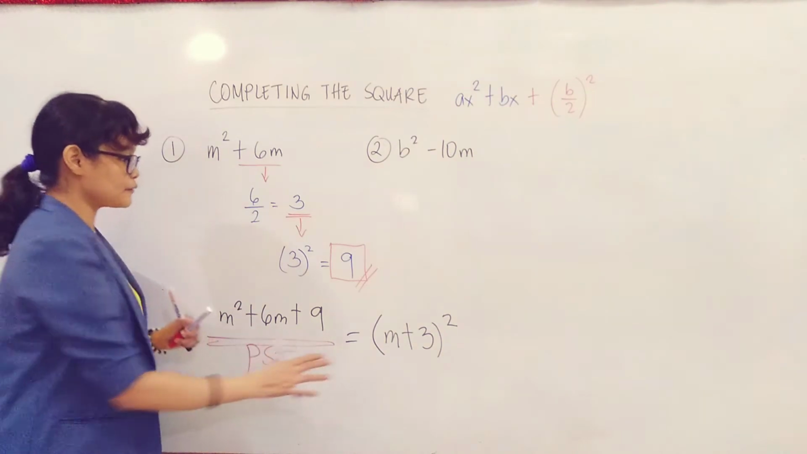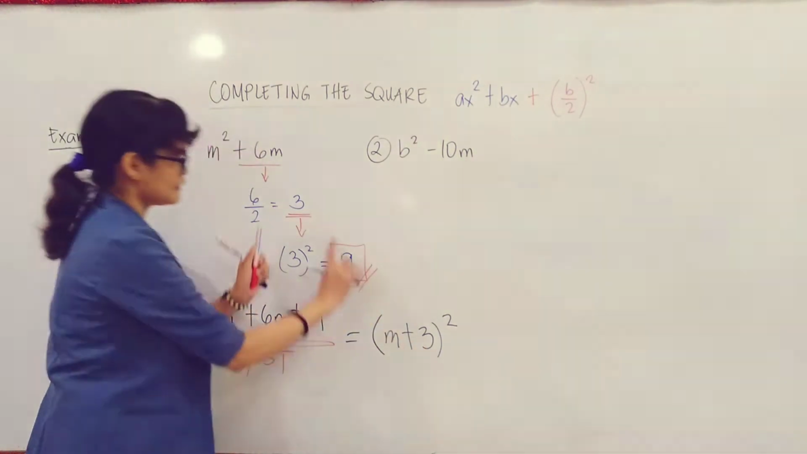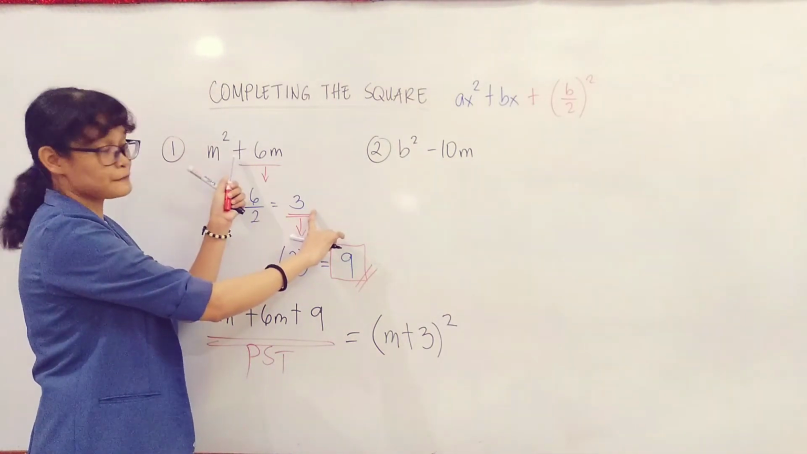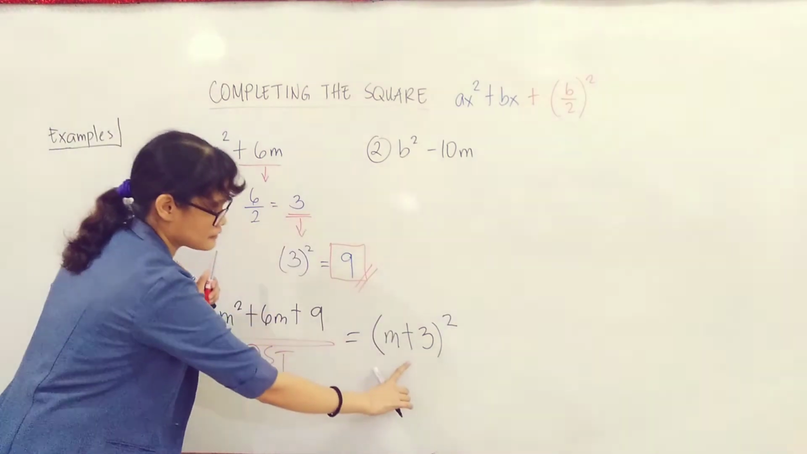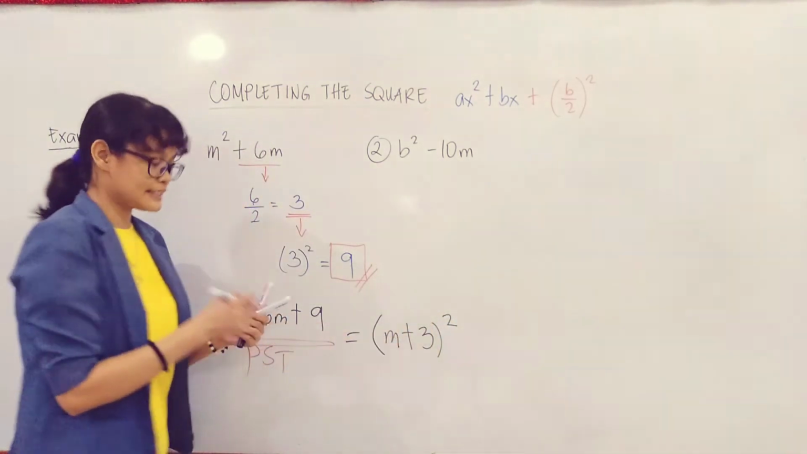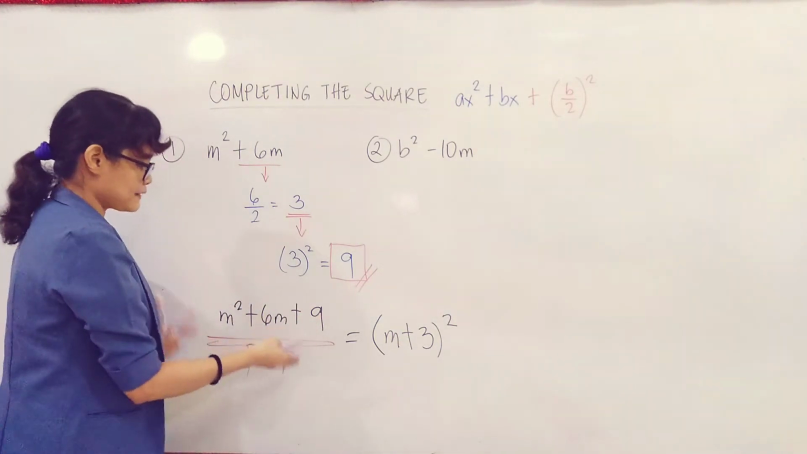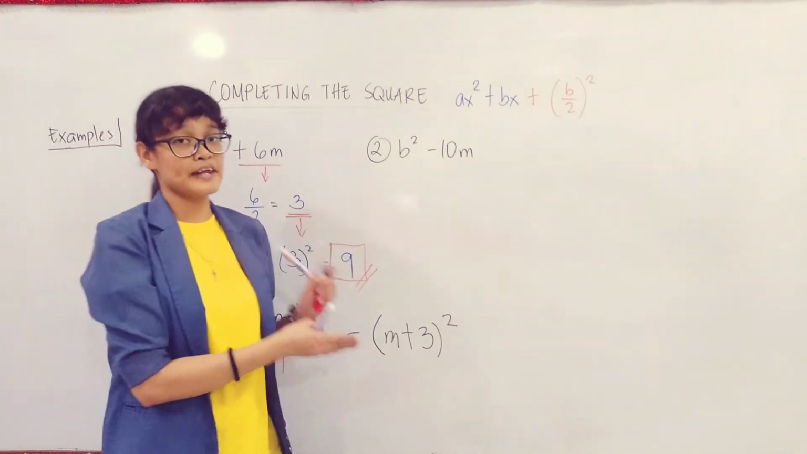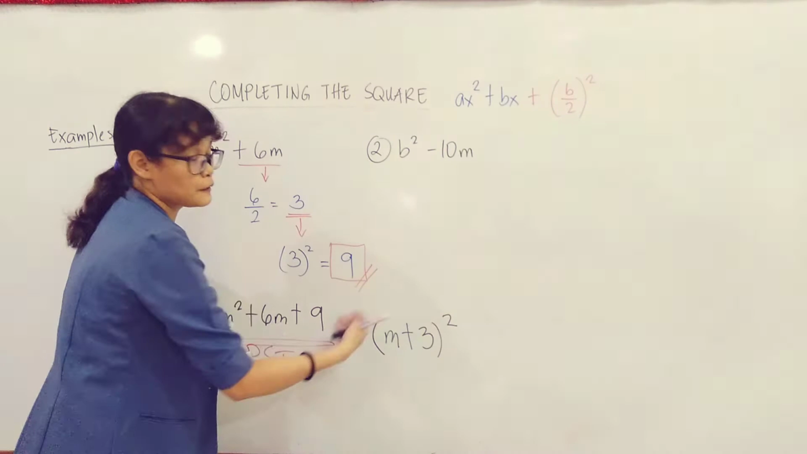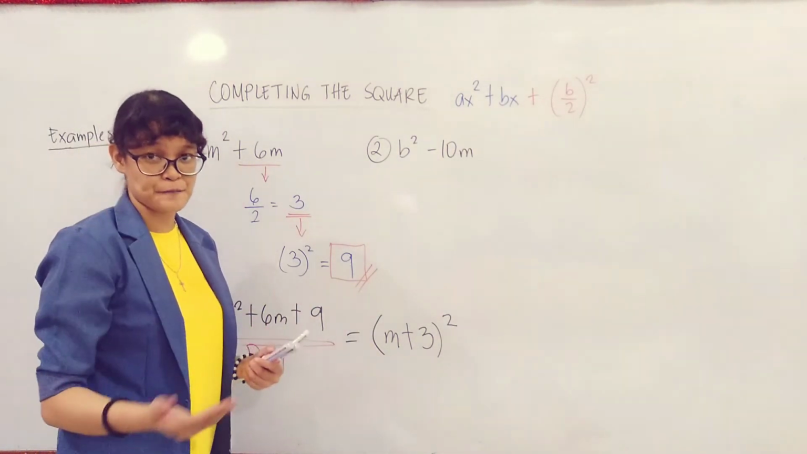Alright? So, saan ko nakuha yung m? Square root ni m squared. Saan ko nakuha yung 3? Tignan nyo lang yung naging sagot nyo when you got the half of the middle term. Since positive 3, then don't forget to write the exponent 2. Kasi, if you can recall your past lessons, the PST is actually the product whenever you square a binomial. Kaya, naisulat natin siya sa ganitong form. Ito ang kanyang factored form.